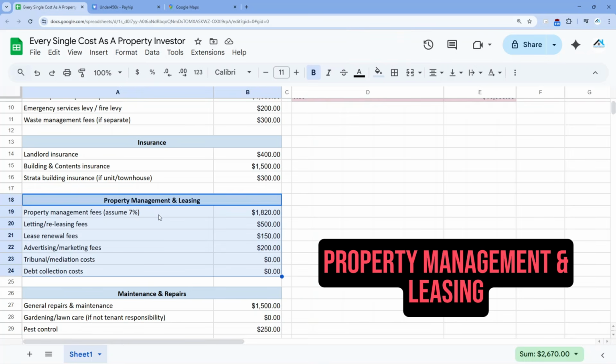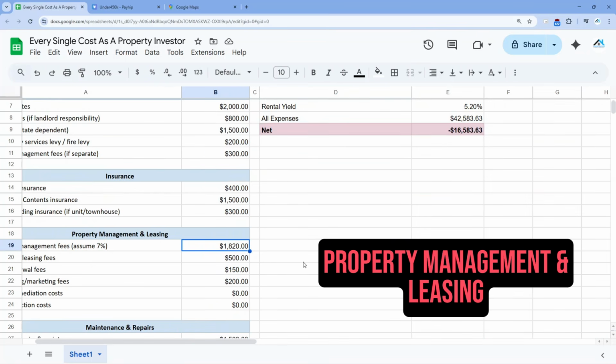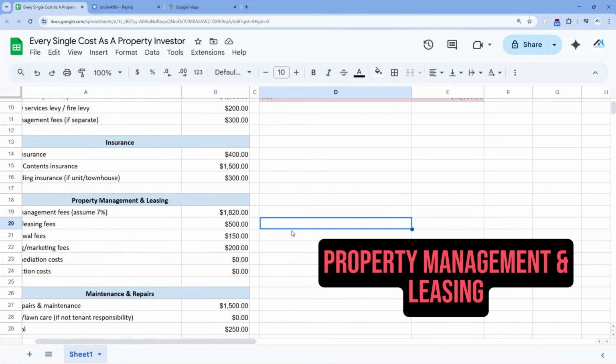I'm a lazy investor, and so I have property managers and I pay them a good amount of money. Generally, property management fees are going to be around 6 to 10% depending on the area. Once again, all of this stuff can be very area dependent, but generally around 7% is what you expect for a $500K property at $500 rent. That's around $1,800 to your property manager straight.